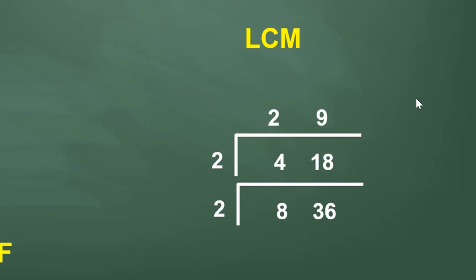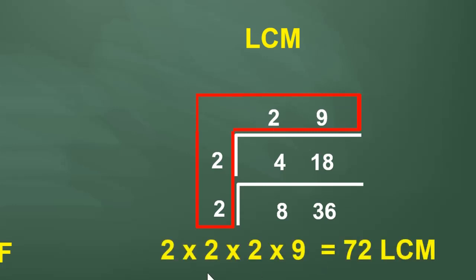But unlike in getting the greatest common factor, where we list only the common factors, in the LCM we include the remaining factors. So the common factors are 2 and 2 and the remaining factors are 2 and 9. So we list them all and multiply them. 2 times 2 is 4, times 2 is 8, times 9 is 72. So 72 is the LCM.